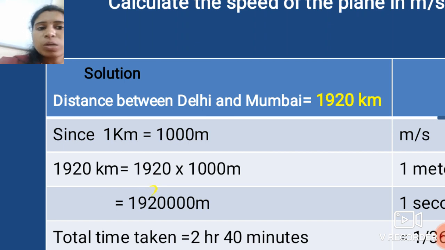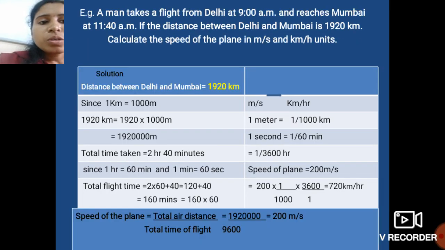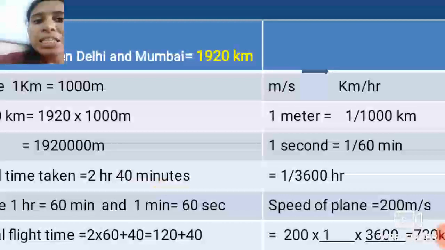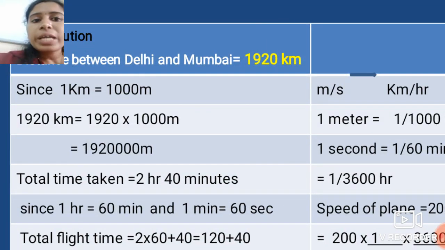1920 kilometer is equal to, what you have to do? You have to multiply by 1000, so you can convert this kilometer into meter. After multiplying by 1000, we get the answer in meter, that is 19,20,000 meter. This is all about the distance.